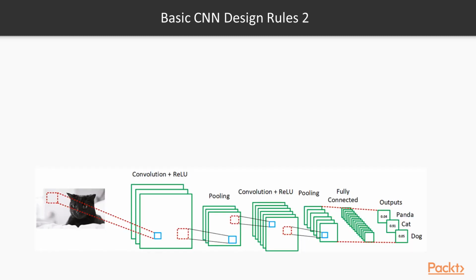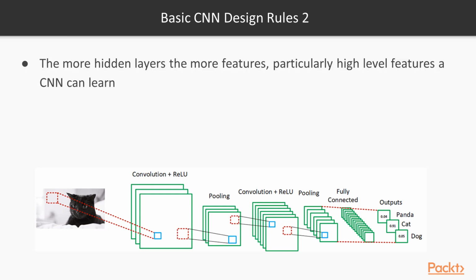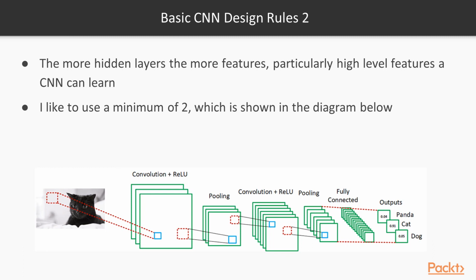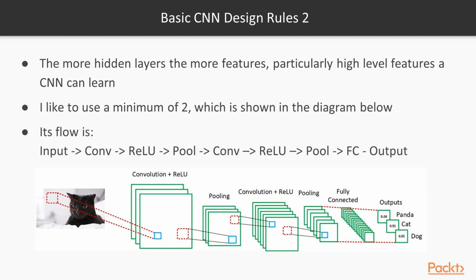So now let's look at the other things we can think about for design rules. The more hidden layers you have, the more features, particularly high-level features, a CNN can learn. So I like to use a minimum of 2, which is what we have in the diagram right here. Diagram below, this one. However, typically you can use at least 3 if you have a complex image data set. The reason for that is because low-level layers, that's the first layer here, learn simple details like edges, mid-layers learn simple structures, and higher layers, these are the last ones here, learn more complex structures. And this is a simple flow which we've seen before. We have conv, pool. That's the one for this one right here. So that's generally some basic guidelines in designing CNNs.